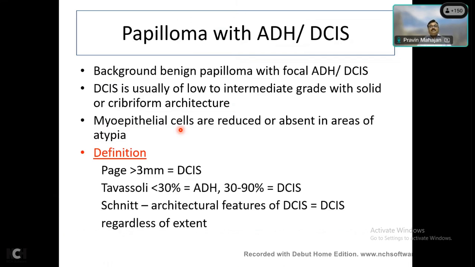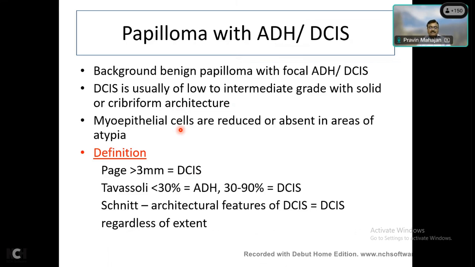Now we are moving to the next lesion, which is papilloma with ADH or DCIS. So you have to have a benign papilloma in the background, and then you will have a focal area which is showing atypia, which can either be called atypical ductal hyperplasia or DCIS. What you have to remember is that whatever atypia there is, the lesion has to be of low to intermediate nuclear grade, and most often they show you solid and cribriform architecture. Myoepithelial cells will be reduced or absent in the area of the atypia, and there are so many articles which talk about how to define ADH involving papilloma versus DCIS.